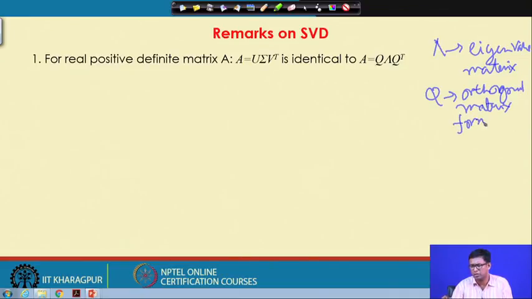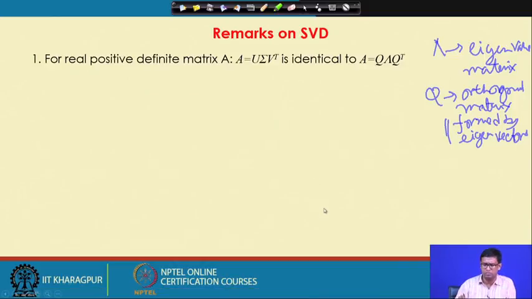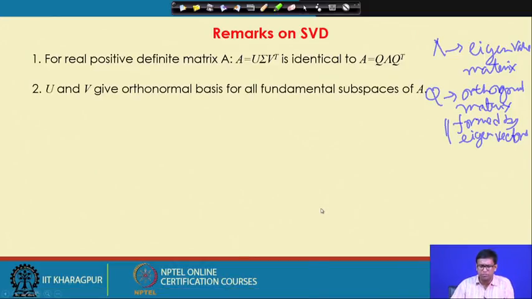formed by eigenvectors. Q is an orthogonal matrix formed by eigenvectors, that depends on if A is symmetric, then Q is formed by eigenvectors. U and V give orthonormal bases of all fundamental subspaces of A.